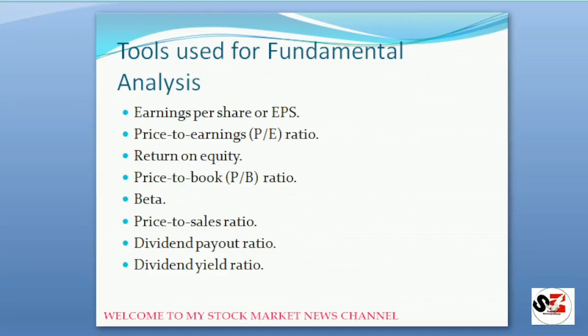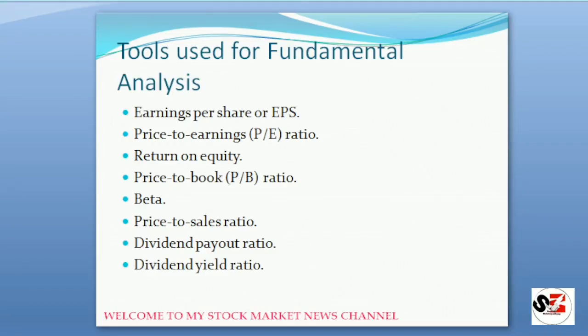Now the price to earnings is the PE ratio. It is another ratio: how much price is being paid divided by the earnings. Next is return on equity, another important ratio, which shows how much return is being earned. Price to book value is the PB ratio. This is also important: it is the price divided by the book value. If the price is higher than the book value, the PB ratio is high, which means you have to pay much more than the exact value.